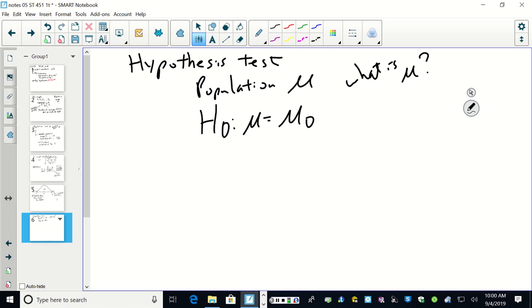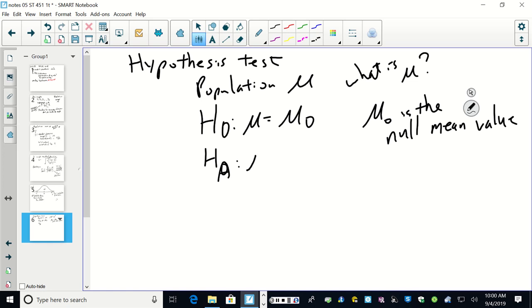you can say mu sub 0 is the null mean value. So there's that. The alternative can be that it's just not that. H sub A is not equal to mu sub 0.